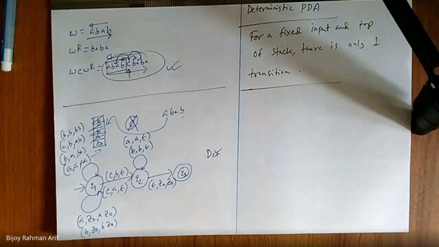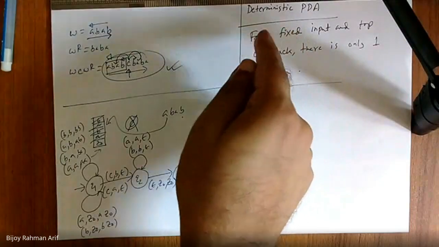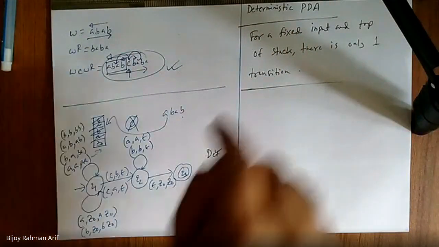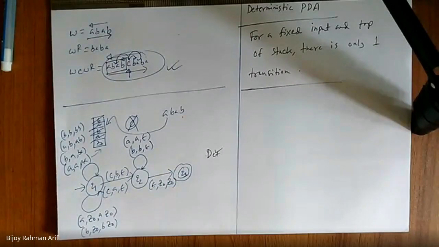Sir, in the final state, there is no transition. Sir, the final state has no transition. So the determinism definition is different in pushdown automata. That's what I'm talking about. Still, this is deterministic. Did you get it?